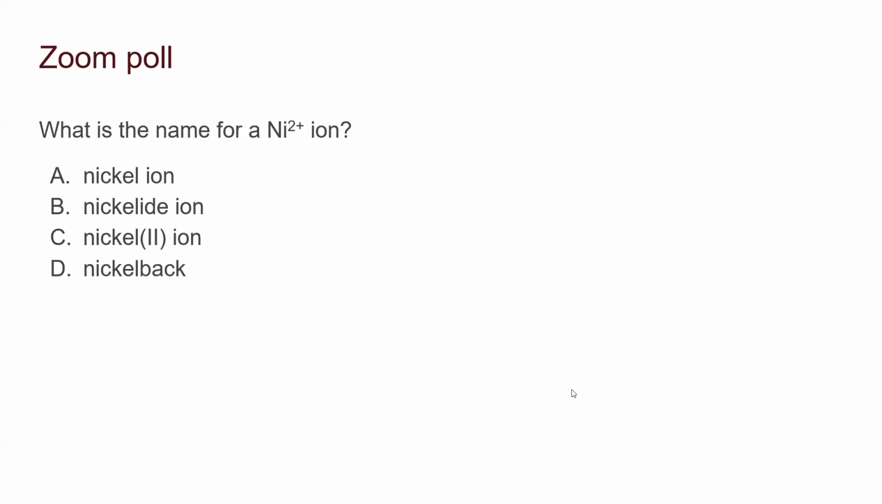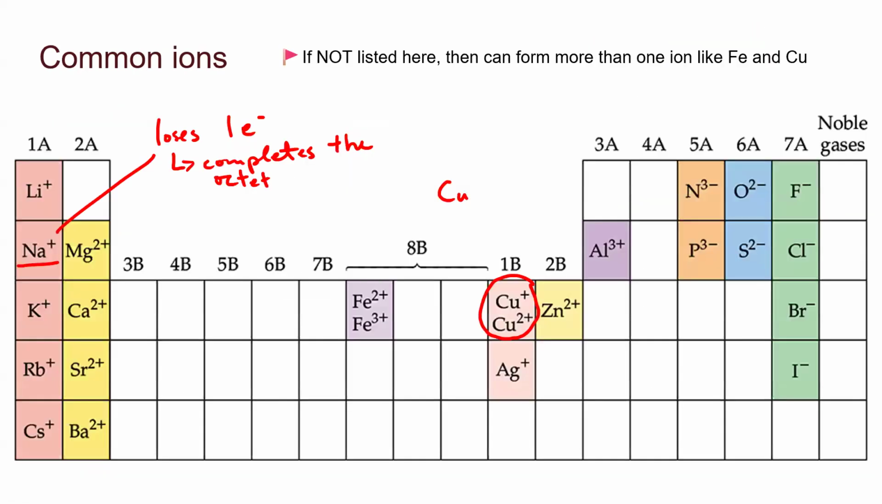So 4 out of 6 folks came up with the right answer, and that is the nickel 2 ion. That is correct. This is not just the nickel ion because the nickel ion can form multiple different cations.